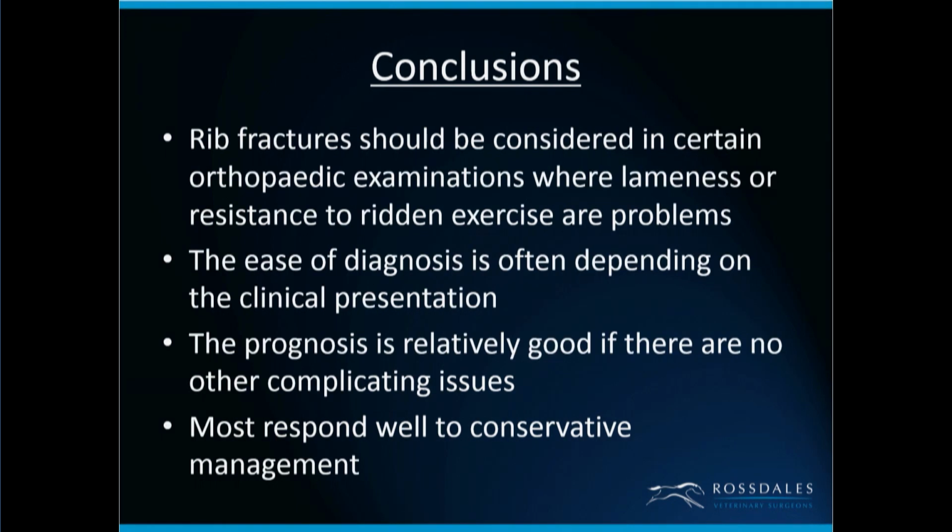So in concluding, just summing up everything, rib fractures should always be considered in orthopedic examinations where lameness or resistance to ridden exercise are problems. The ease of diagnosis is often dependent on the clinical presentation, so it depends on what we're presented with and the history as to how easy it is to find the fractures. The prognosis tends to be relatively good if there are no other complicating issues.